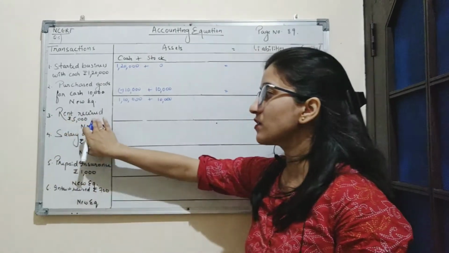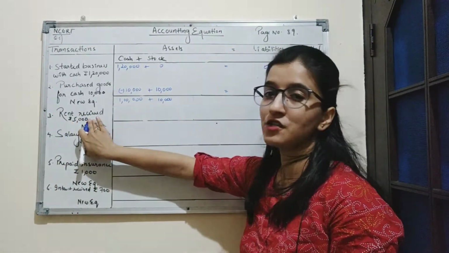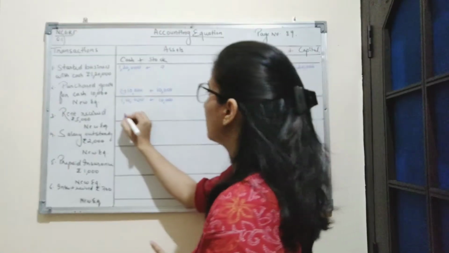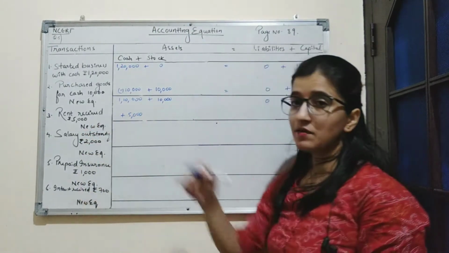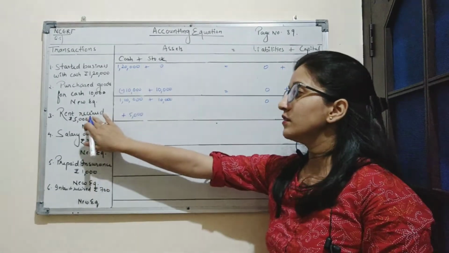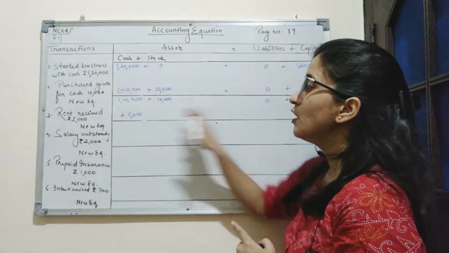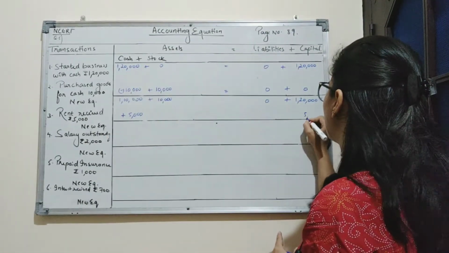Now here, rent is received in the form of cash. So there is an increase of cash of rupees 5,000. So we will add this amount on cash column. At the same time, rent received is an income for the business, and it is also a profit for the business, and it increases the capital. So we will add this 5,000 on capital side also.